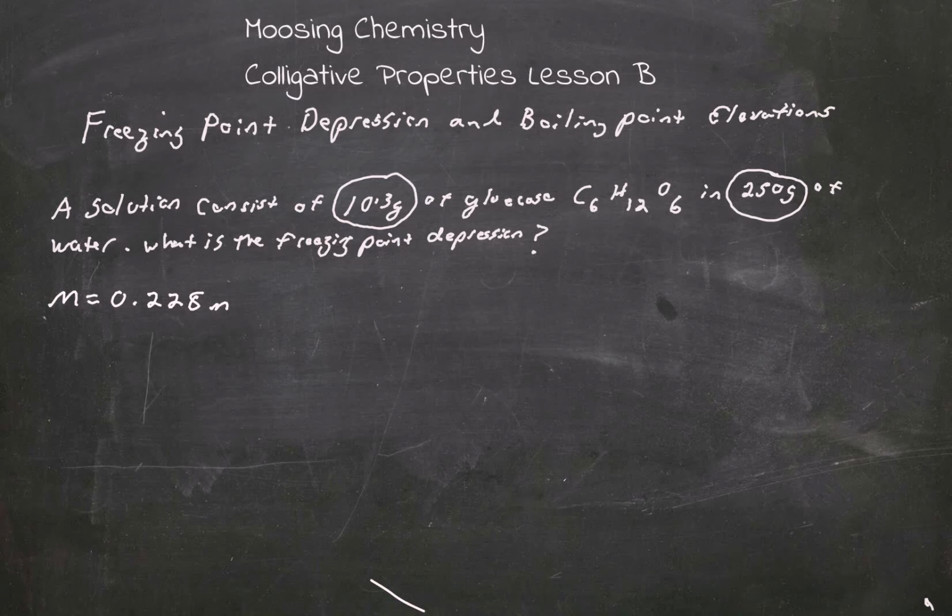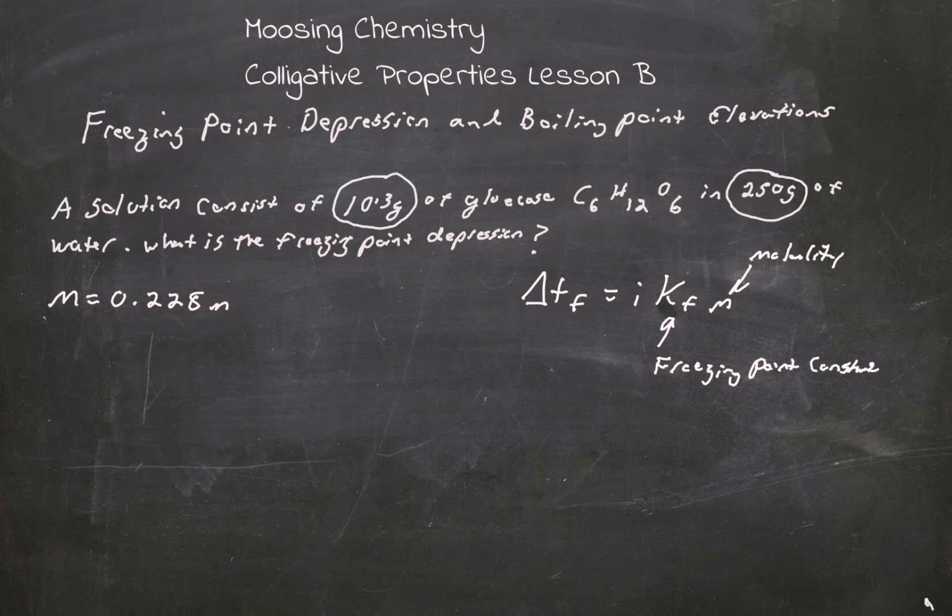Okay, so I'm back here, and we're going to keep our number here. We have our molality number, 0.228. Now we need to use our formula, which is delta TF equals i KF m. That's our molality. This is our freezing point constant. And this is called the van't Hoff factor.